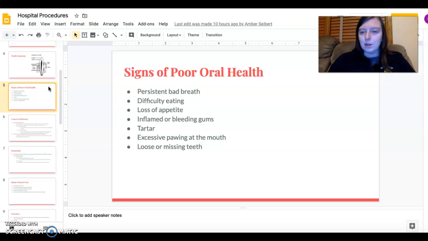Tartar, that's going to be buildup of plaque on your teeth. So when they go into the dentist office and they scrape everything off, they're scraping off that tartar. So your pets can have that too, obviously. Excessive pawing at the mouth. You may or may not have seen this. It's when an animal's going to be like, yeah. And then loose or missing teeth. That one should be pretty obvious to see.